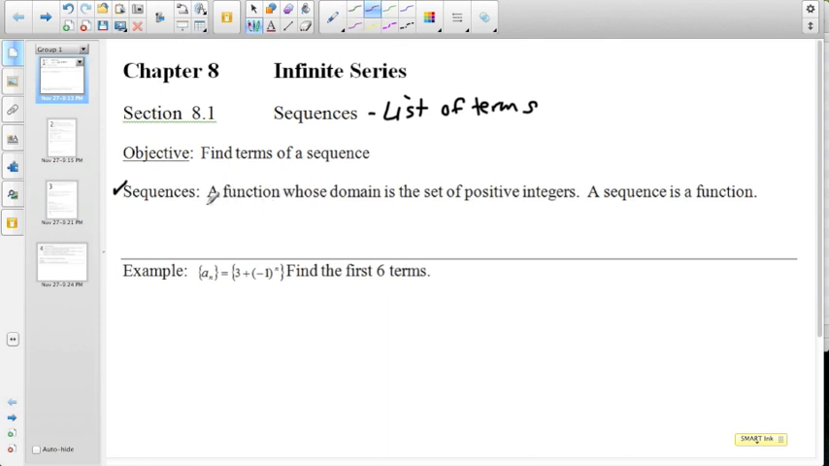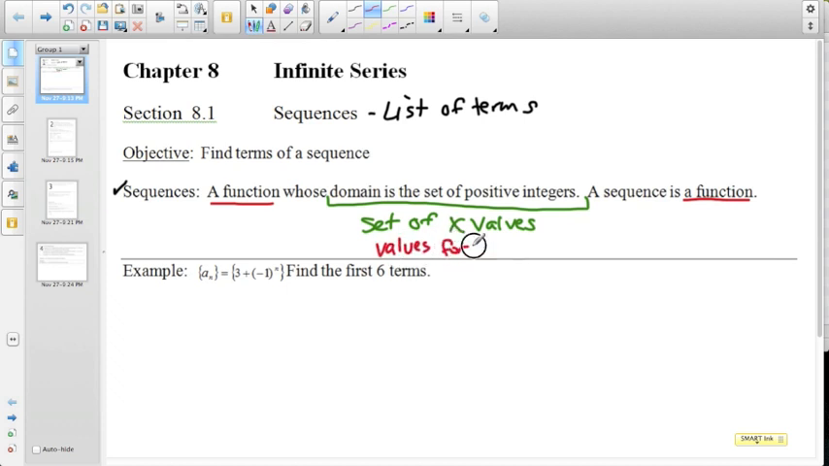We say, first of all, a sequence is a function. Apparently it's so important I say it twice. It is a function, and I'll get into why and how we can look at it that way in just a minute. But this goes on to say whose domain is the set of positive integers. So if we think about the domain, we're talking about the set of x values from a function standpoint. And from a sequence standpoint, we're talking about the set of values for n. And n is known as the term number.